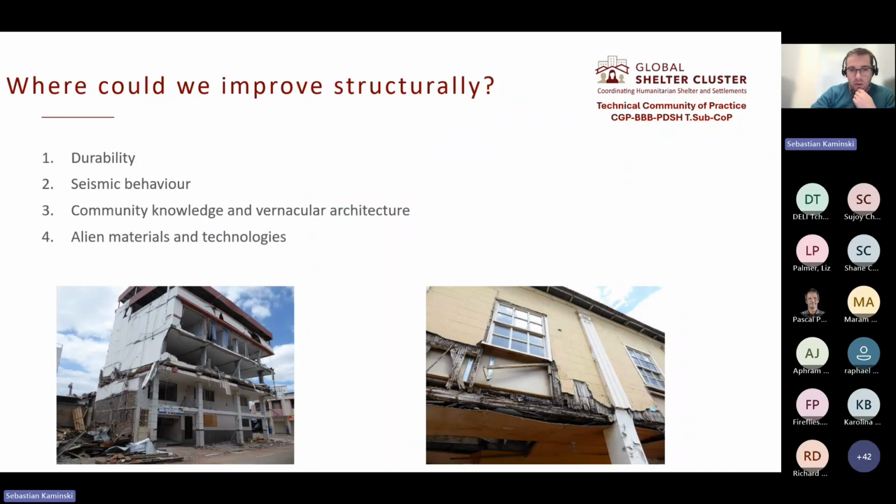In terms of where we could improve structurally with a focus on shelter, there are 4 areas which I've identified that I think we can explore improving. Firstly, durability. Secondly, seismic behavior. Thirdly, community knowledge and vernacular architecture. And finally, alien materials and technologies.